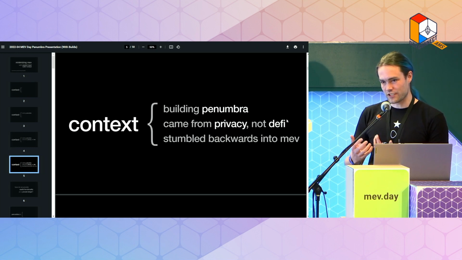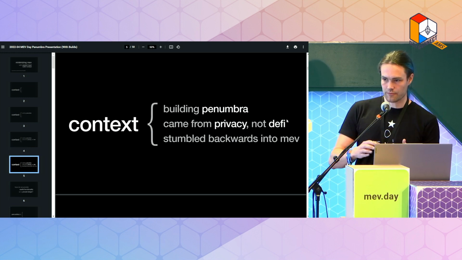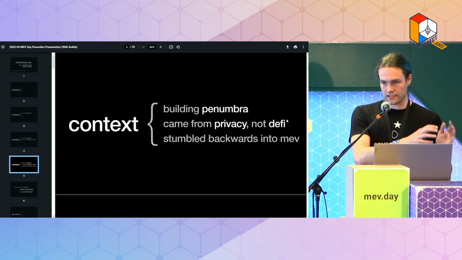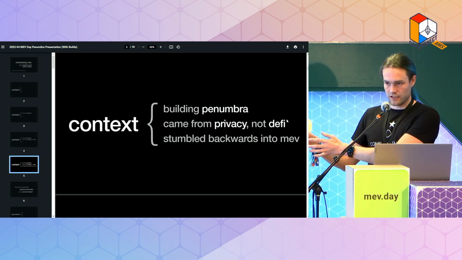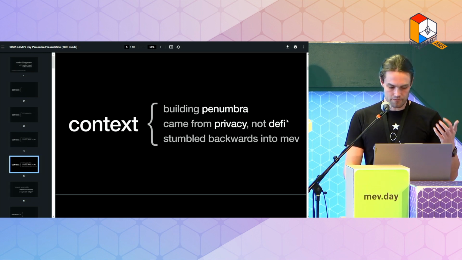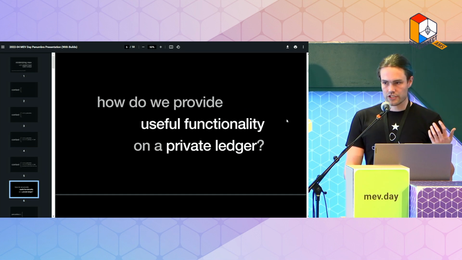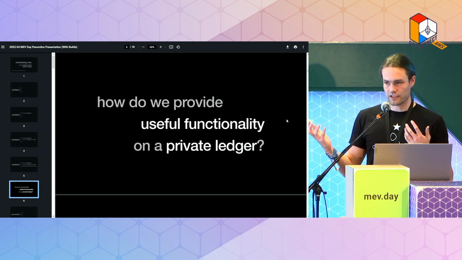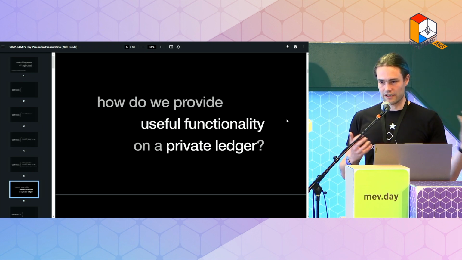And as a result, the design that we've ended up with looks pretty different from a lot of the approaches that are coming, evolving the existing DeFi model on Ethereum to be more protected. And so it's maybe useful to get to that motivation, right? So the motivation is basically this question of how do we provide useful functionality on a private ledger?